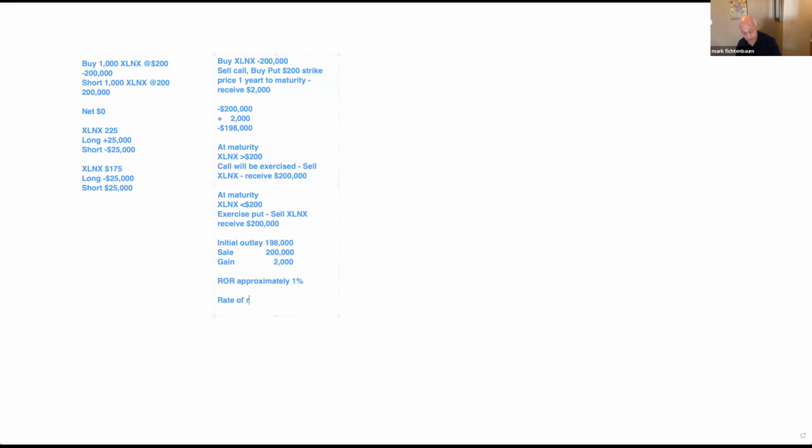What your rate of return is going to always equal, it would be very close. Rate of return will be very close to a U.S. Treasury obligation of similar length. And the market is extremely efficient. This is going to happen no matter what stock you use.